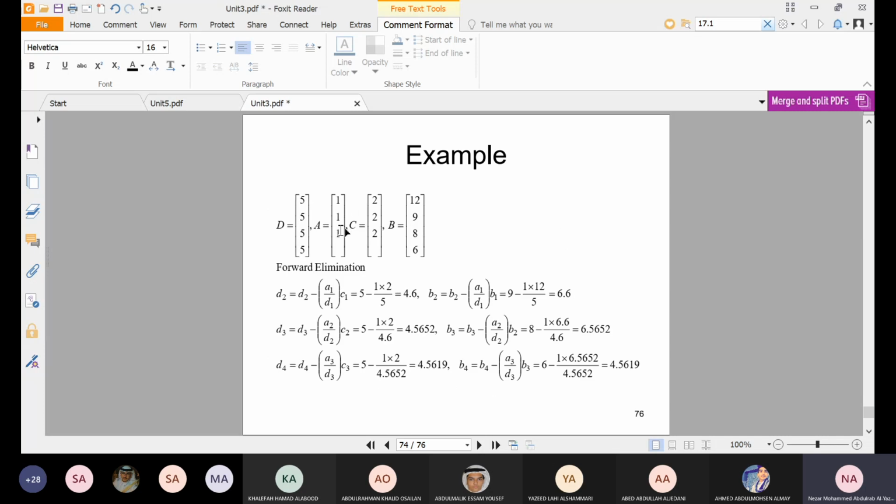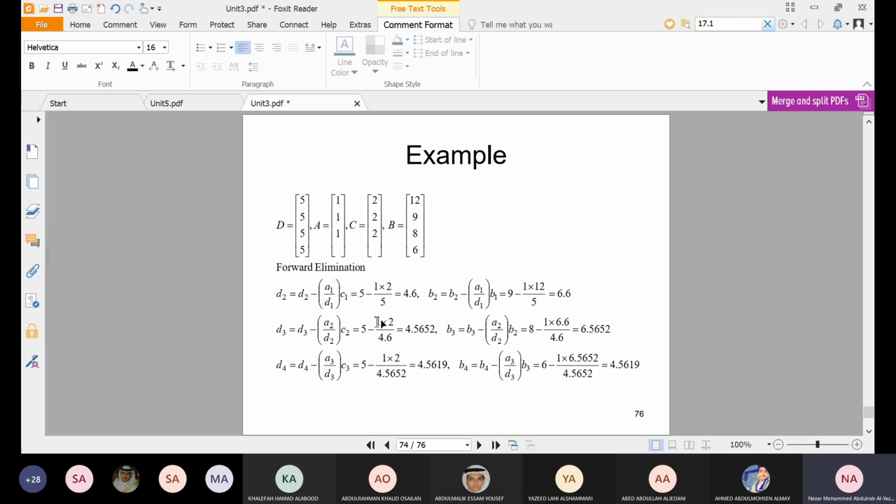So these are D's, A's, C's and B's for forward elimination. D1 does not change; D1 will be the same. The new D2 will be 5 minus this coefficient, so I have new D2 as 4.6 and B2 as 6.6. I will go for D3, the third term in the diagonal. This will be the old one, 5, minus A2 over D2, and this would be 5.652, depending on how many significant figures or decimal places we use. We do the same for the rest, for example until D4.